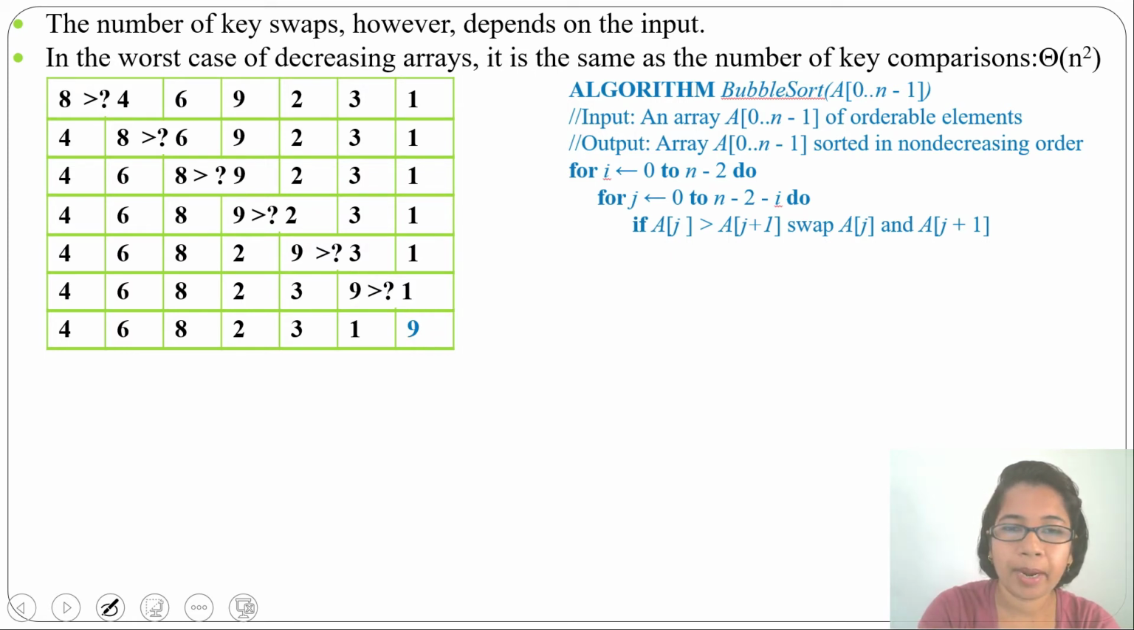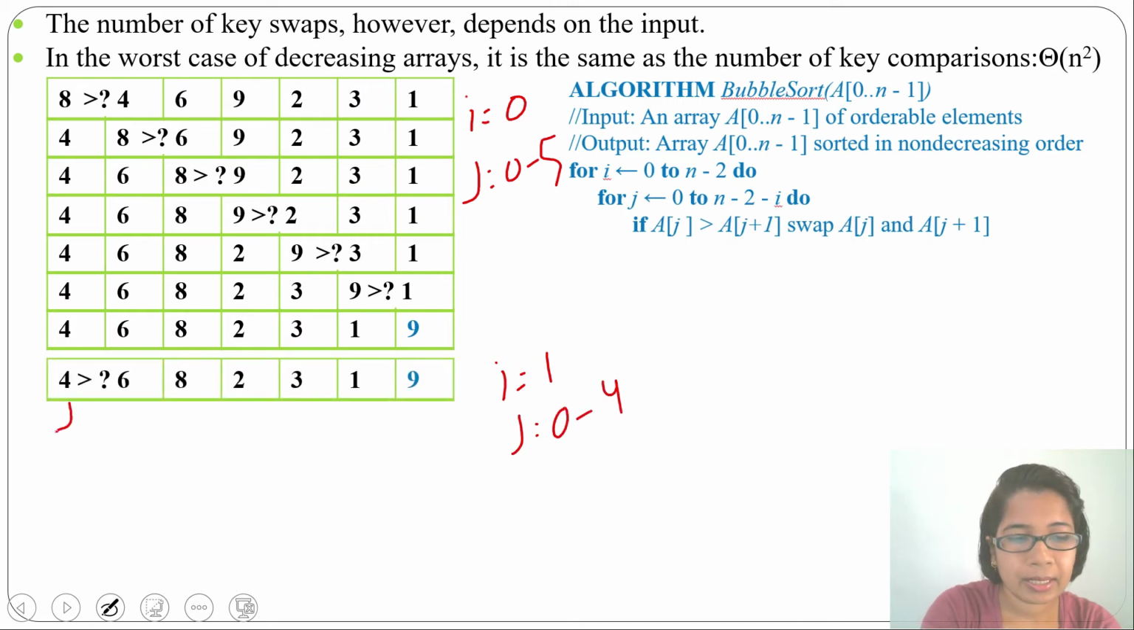This is one pass for i equals 0 and j ranging from 0 to 5. After doing this, we just sorted one element, means 9 is at its position. Next, again we will do for i equals 1 and j value will range from 0 to 4.